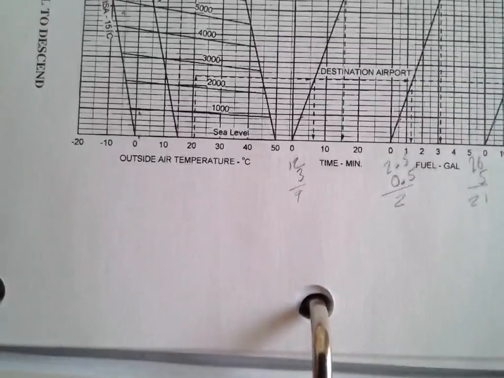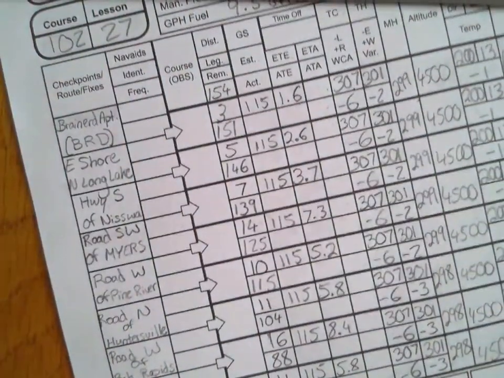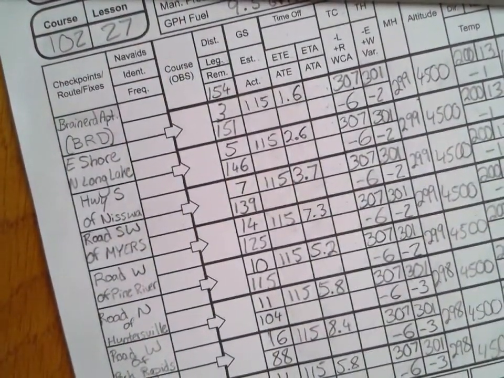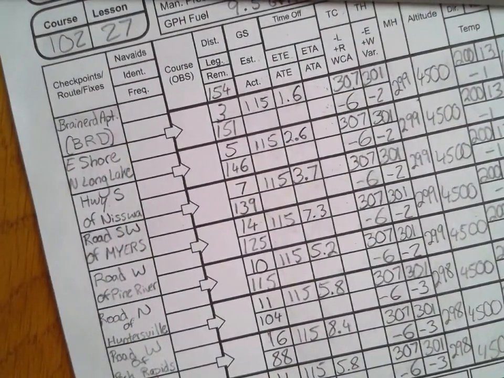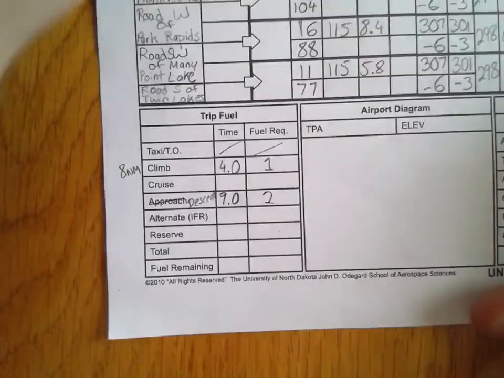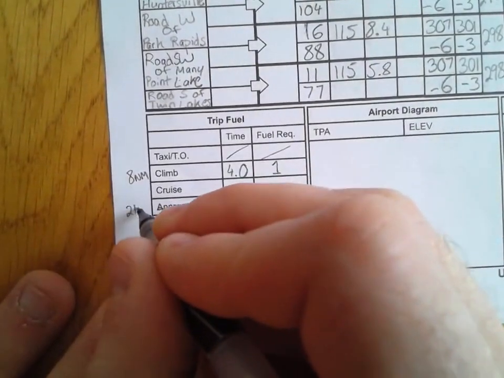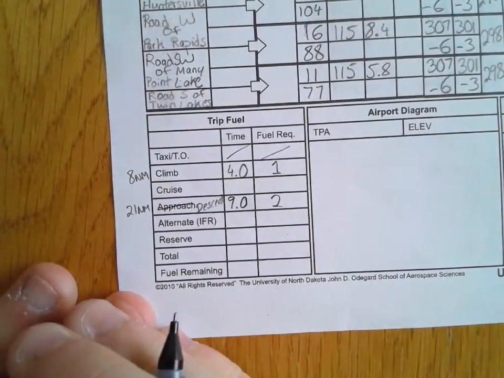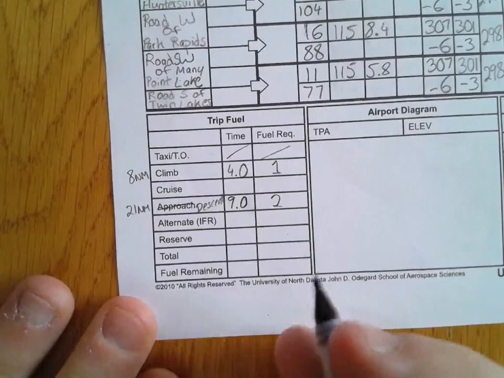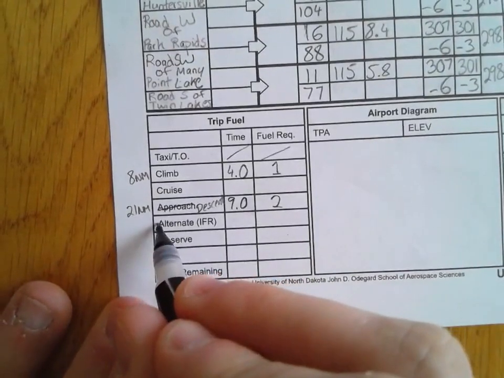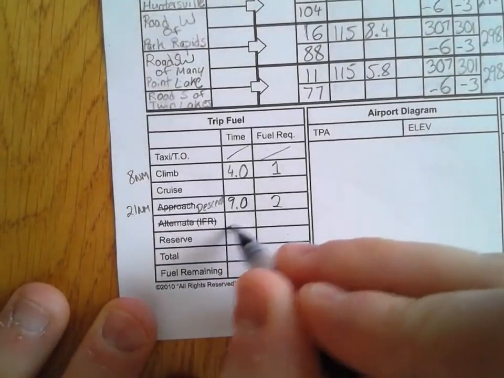So there we go, there's the values that we just calculated. So we got 9 minutes and 2 gallons. And the distance, 21 nautical miles.